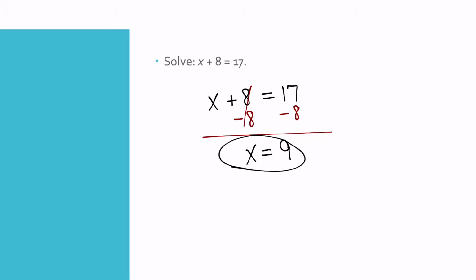Now the beauty of solving equations is that you can check your work. I'm going to take this 9 and put it in for x in my original problem just to see if my answer is correct. So I've got 9 plus 8 equals 17. I'm going to put a question mark there just like we did earlier whenever we were seeing if something was a solution. Now I'm going to go ahead and do that math. 9 plus 8 is 17. 17 does equal 17, so yes, I do know that 9 is the solution, and x equals 9.